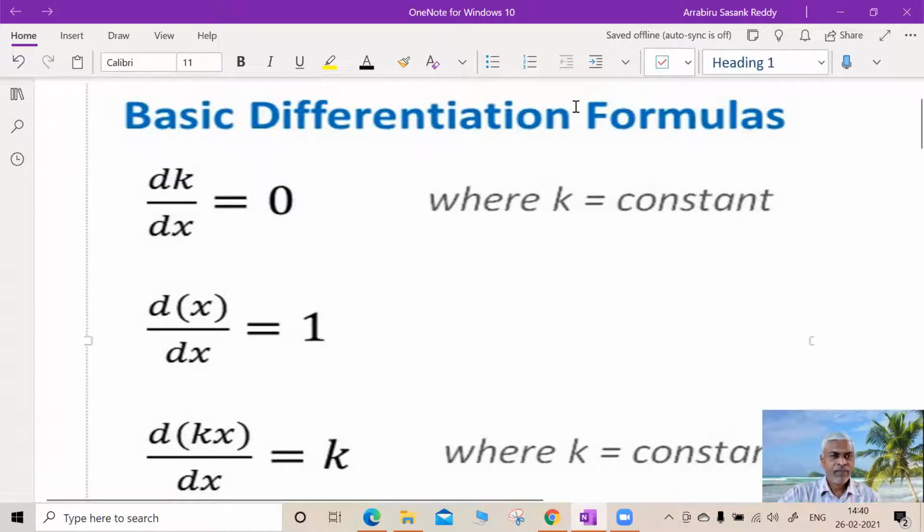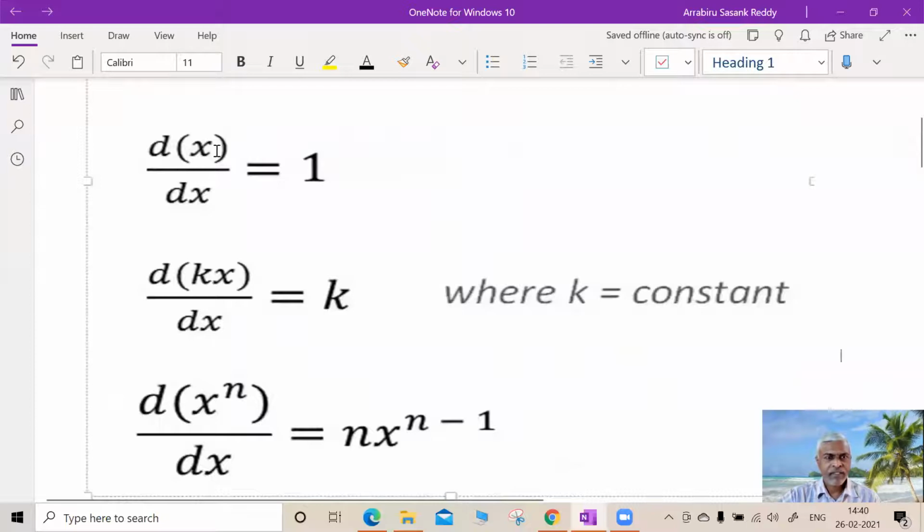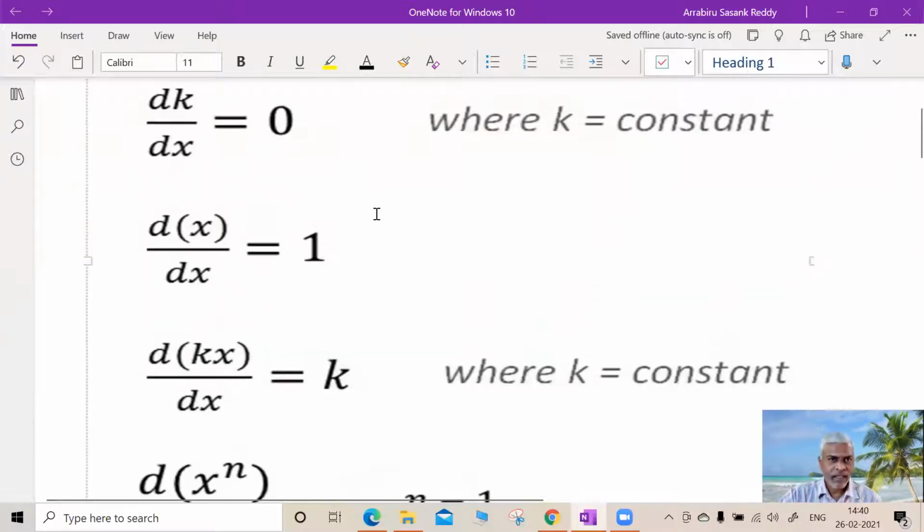The differentiation of a constant, d k by dx, is 0. So differentiation of a constant is 0 always. Differentiation of x is 1. Differentiation of x with respect to x. Generally, by default, we are differentiating with respect to x. So differentiation of x with respect to x is 1.